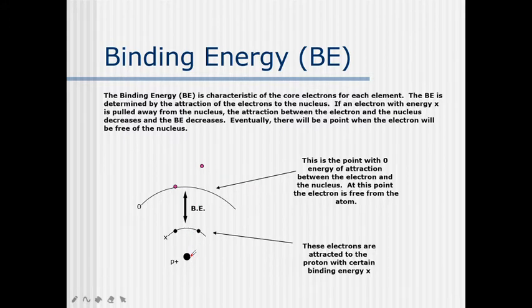What happens is, now this is the nucleus, and this is an electron with some energy x. Now if I try to pull these electrons away, the attraction energy between this particular electron and the nucleus goes on decreasing. Eventually there will be a point when the electron is free from the influence of the nucleus. Once it is free from the influence of the nucleus, it gets ejected out.